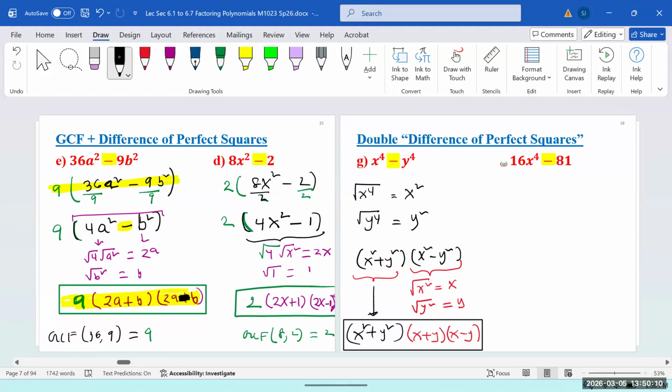So Kyle, is 16 a perfect square? So what is the square root of 16? 4. Is x to the 4 a perfect square? What is the square root of x to the 4? x squared. Is 81 a perfect square? What is the square root of 81? 9. So that means what two factors do we get? 4, this is 4, right? x squared plus 9.